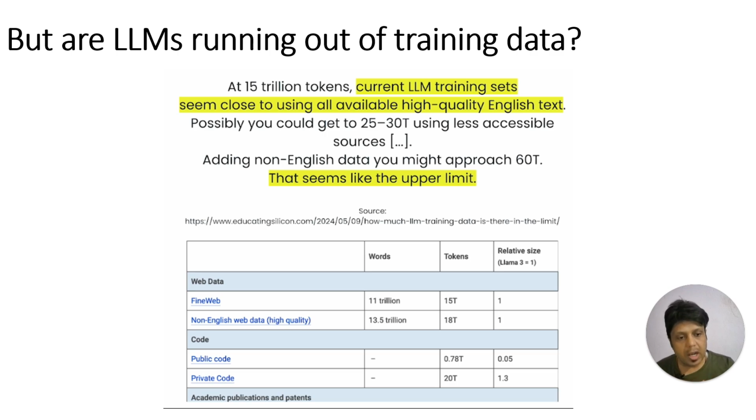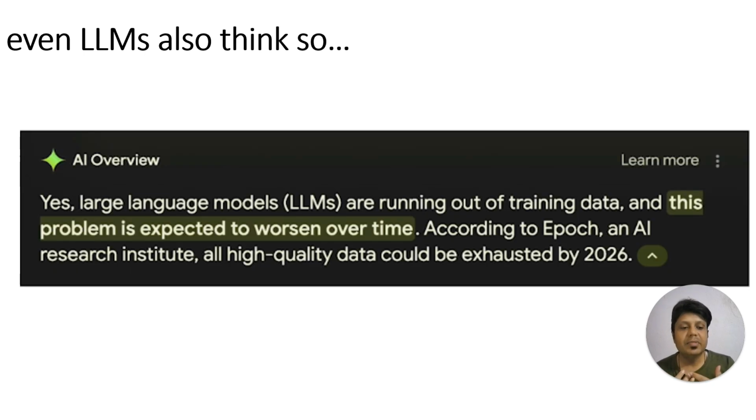If we take all our sources, we'll reach a maximum of 30 trillion tokens for the English language. And if we include non-English languages as well, the maximum we could reach is 60 trillion tokens. Even LLMs agree with us. Large language models are running out of training data, and this problem is expected to worsen over time. According to Epoch, an AI research institute, all high quality data could be exhausted by 2026. So what's after that?